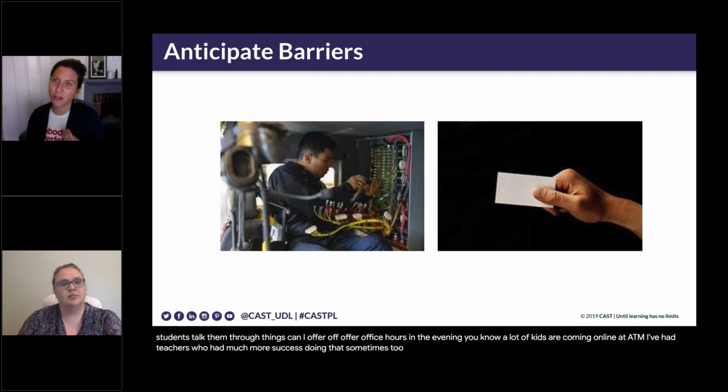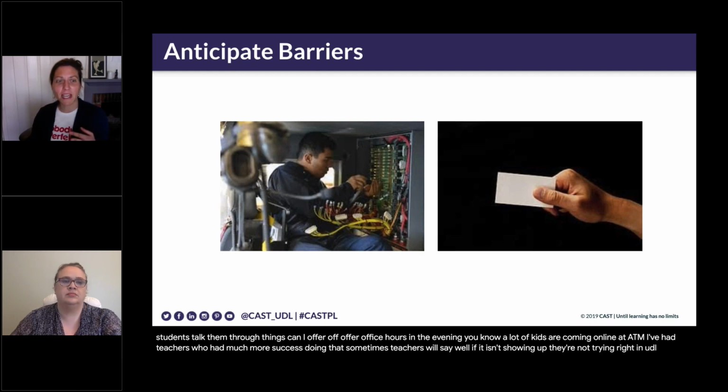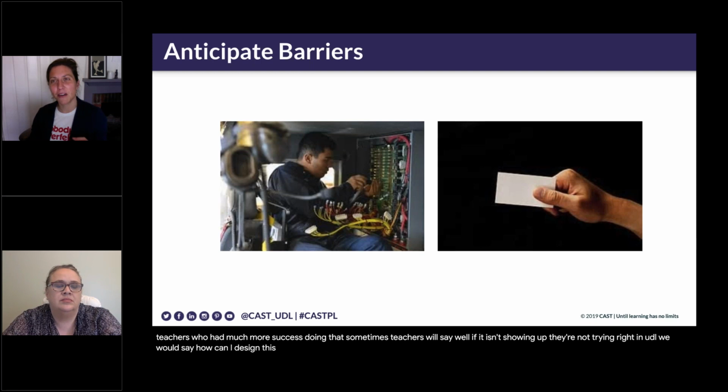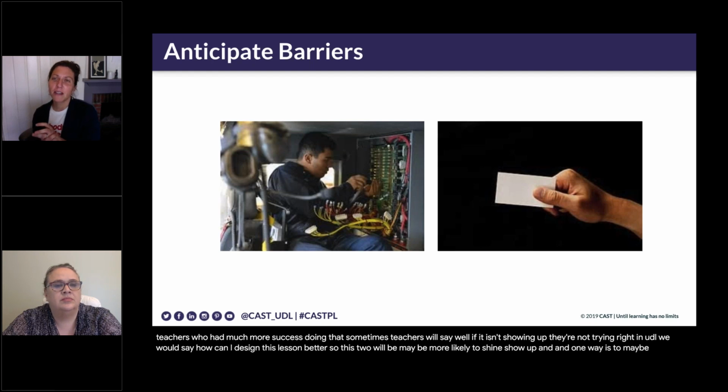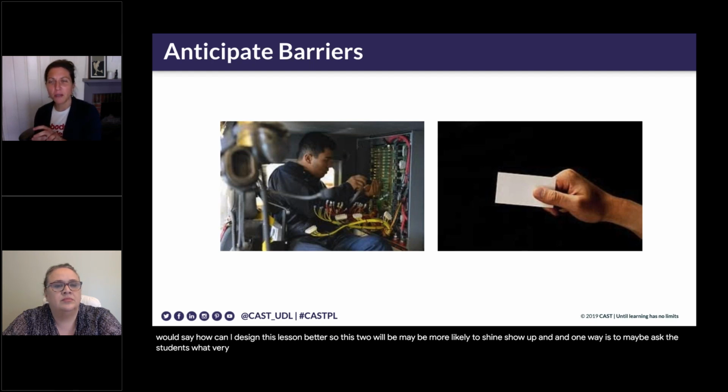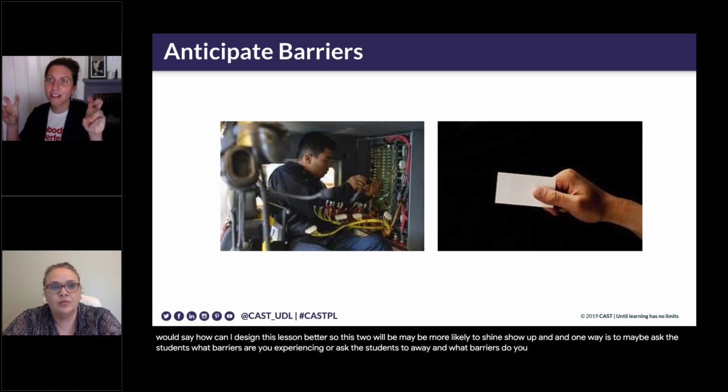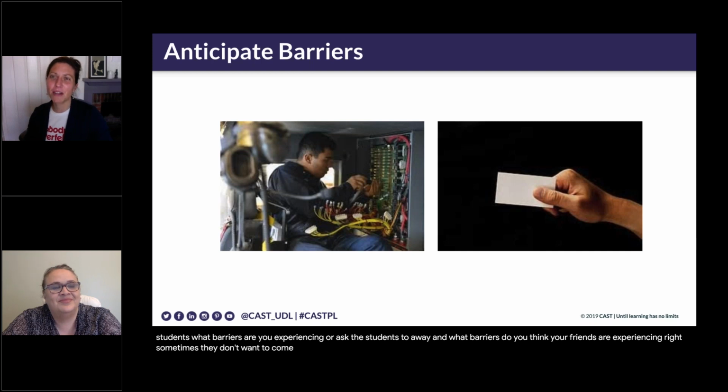Sometimes teachers will say, well, a kid isn't showing up, they're not trying, right? In UDL, we would say, how can I design this lesson better so the student will be maybe more likely to show up? And one way is to maybe ask the students, what barriers are you experiencing? Or ask the students to weigh in, what barriers do you think your friends are experiencing, right? Because sometimes they don't want to come out and say that it's a barrier for them.